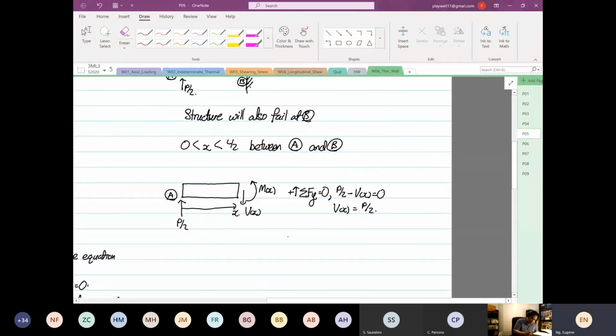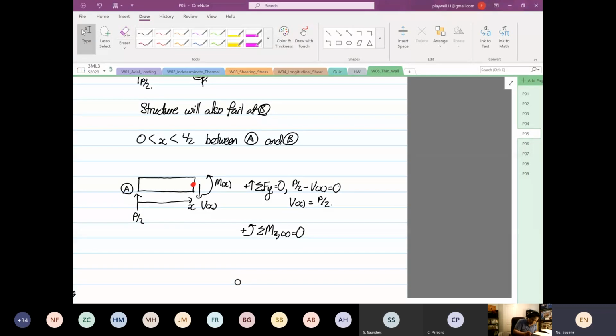And then we do the moment. Summation of moment in the Z direction at point X. So again, we're going to take moment over here. So when that's the case, you have minus Px over 2 plus M as a function of X is equal to 0. M as a function of X is equal to Px over 2. So this is for the cantilever beam.